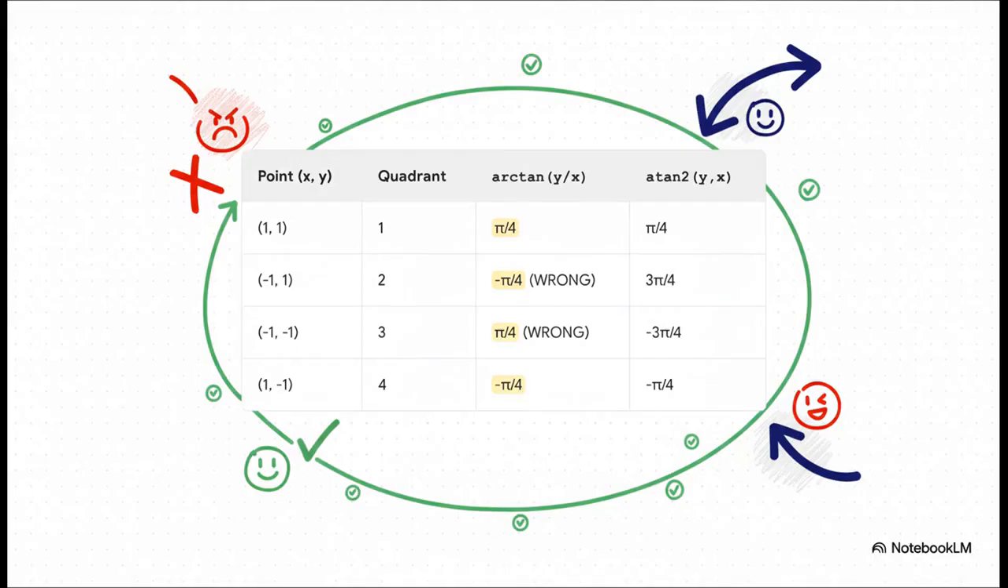This table just lays it all out, plain and simple. In the first and fourth quadrants, the simple arctan formula actually gets lucky and gives the right answer. But look at quadrants 2 and 3. In the second quadrant, it gives an answer in the fourth. And in the third quadrant, our test case, it gives an answer in the first. It fails 50% of the time. atan2, on the other hand, a perfect score. It nails the correct angle in every single quadrant every single time. It is absolutely the right tool for the job.